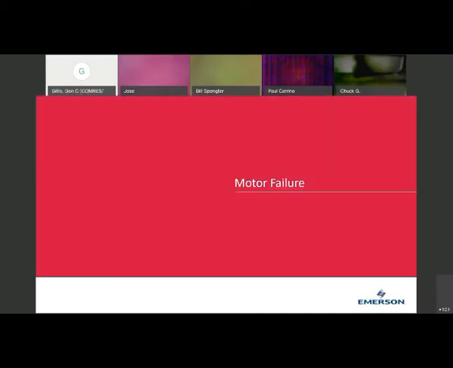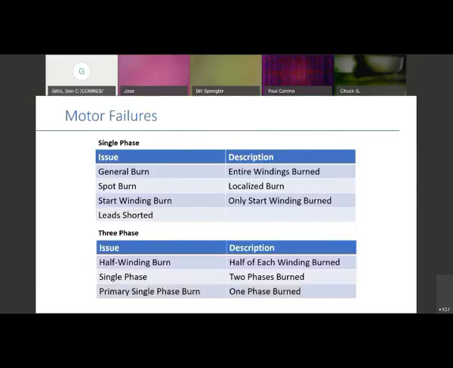Thank you so much. Okay, let's talk about motor failures. With a single phase, we're going to have a general burn as the issue. The description of that is the entire windings burn. If you've torn down a compressor before, you'll know, with the students tearing one of these down, they stink like all get out. I can smell them from a long ways away. The spot burn is just a localized burn. A start winding burn, only start windings are burned and then leads are shorted.